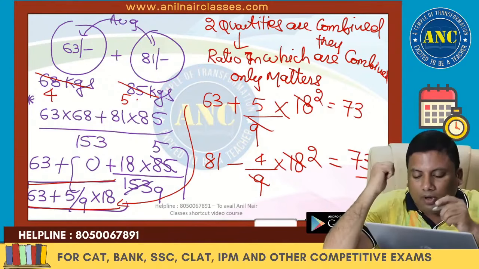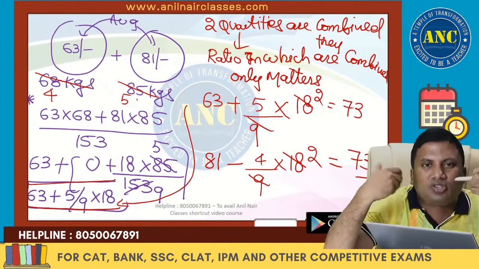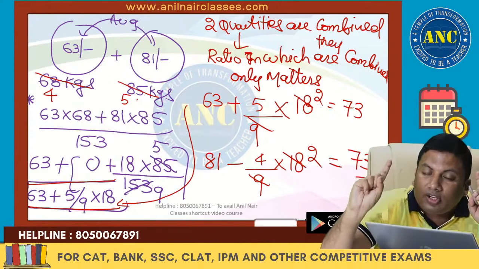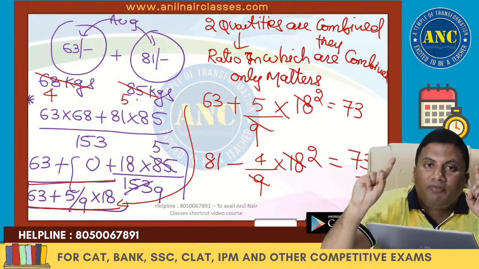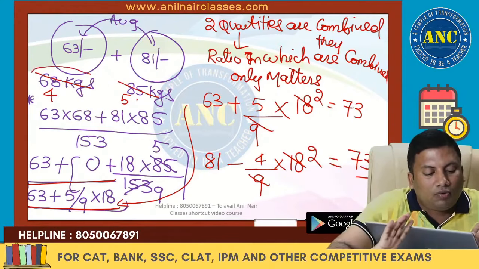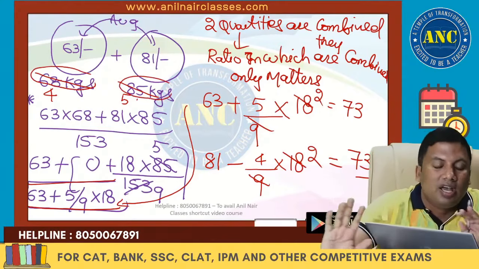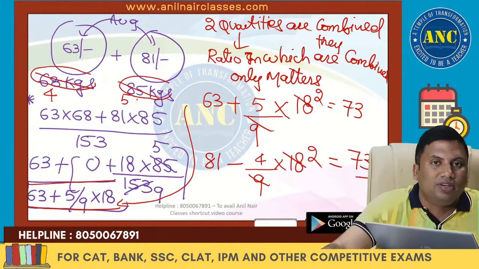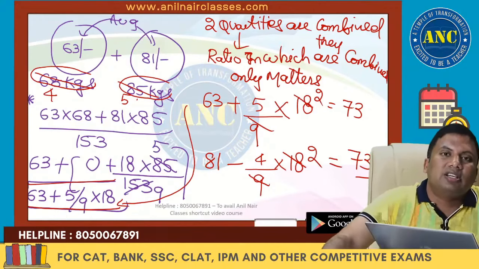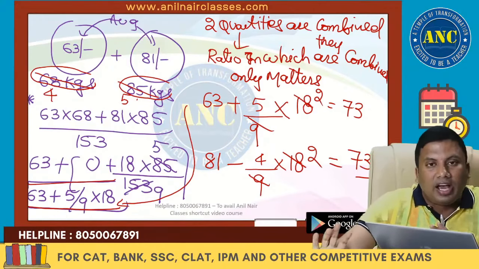Extremely important point. Only ratio matters. Actually, that will become a foundation for allegation problems. Whenever two quantities are combined, the ratio in which they are combined only matters. I don't want the total consumption. This is a redundant value for me. These equations don't show your mathematical intelligence in solving this question. I hope it is clear.